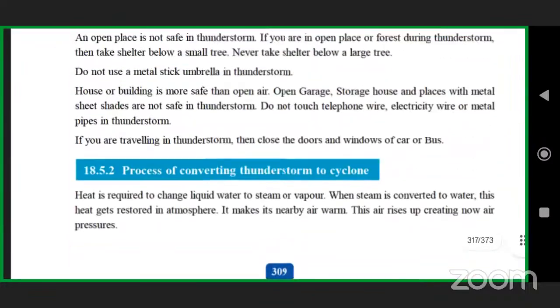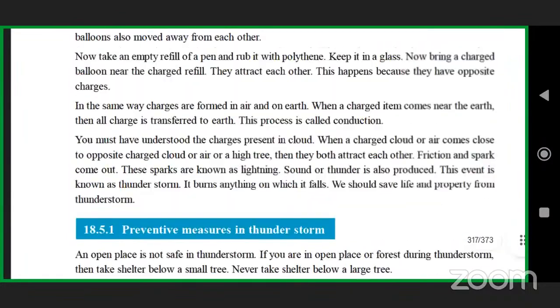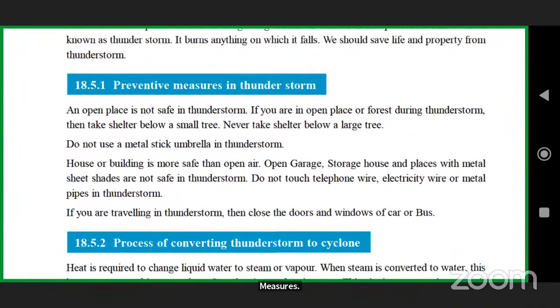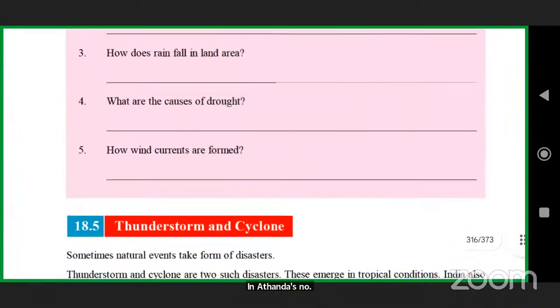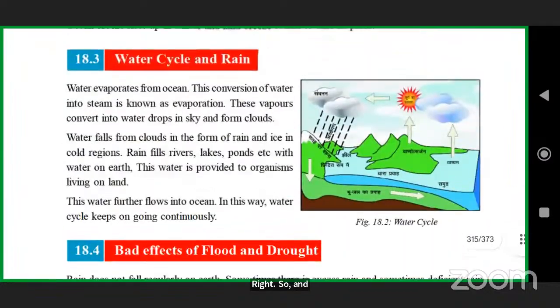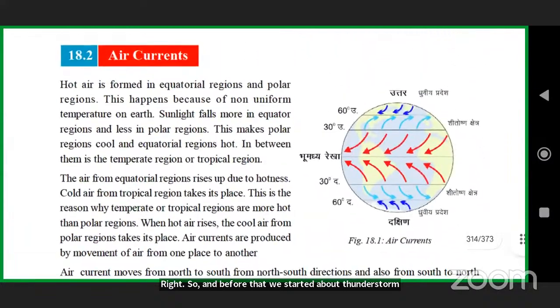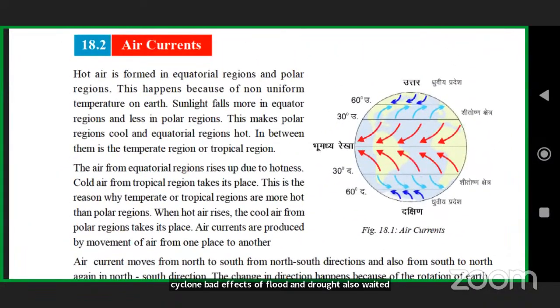We finished till here: preventive measures in a thunderstorm. Right. Before that, we studied about thunderstorm, cyclone, and the bad effects of flood and drought also. Okay, and air currents I taught you all. The air currents and the high pressure and low pressure. So this is basically the reason why cyclones are formed, due to the air pressure.